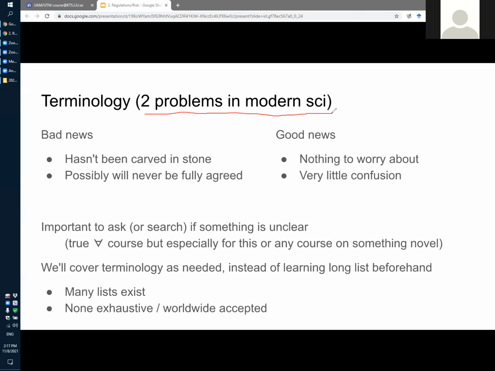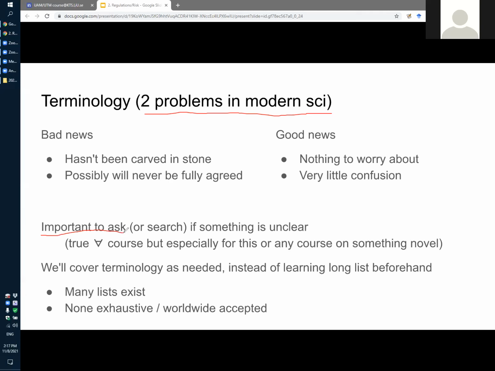And this is true everywhere, and in particular within UTM UAM. So the terminology hasn't been set, and I'm not sure if it ever will be fully agreed. On the other hand, the good news is that it actually creates not too much confusion. So people more or less understand what they're talking about. And if there is confusion, then there is always a possibility to discuss things and zoom in on a particular definition so that everybody understands it in the same way.